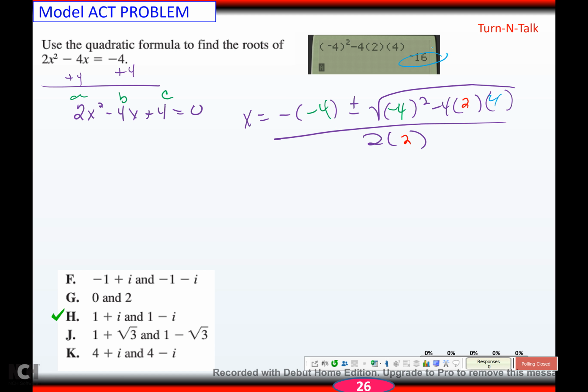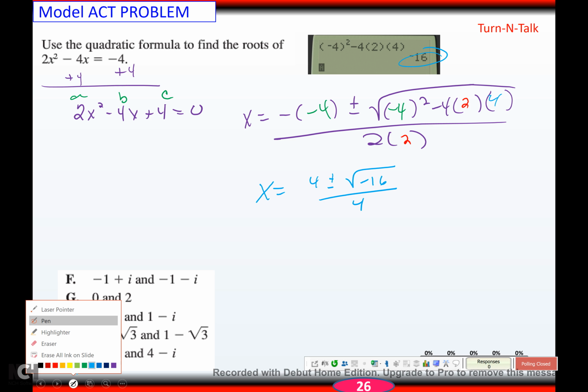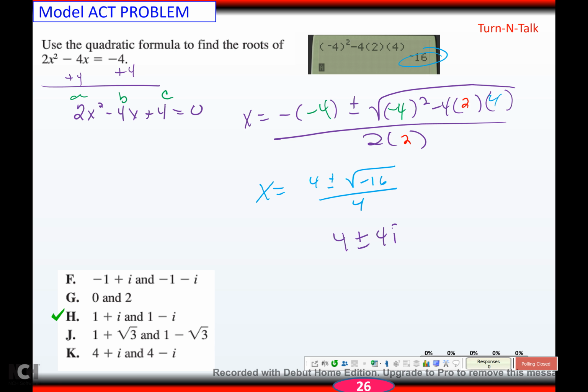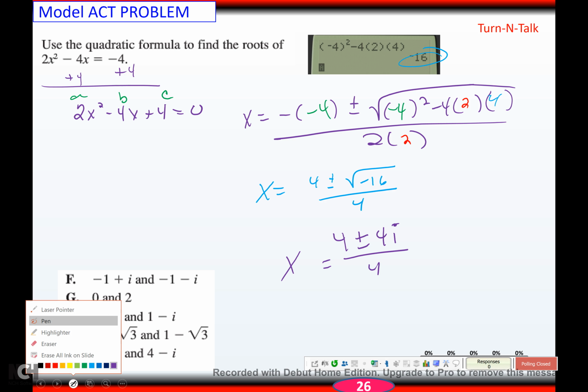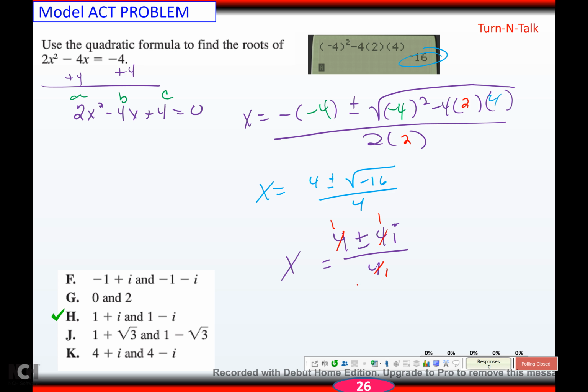When you type the middle, or what's underneath, you're going to get x equals positive 4 plus or minus the square root of negative 16 over 4. Well, you can take the square root of 16, that's 4. You can take the square root of a negative, that's i. So that's 4 plus or minus 4i over 4. And now all of them can be reduced by 4. So 4 goes into 4 once, and I get 1 plus or minus i.